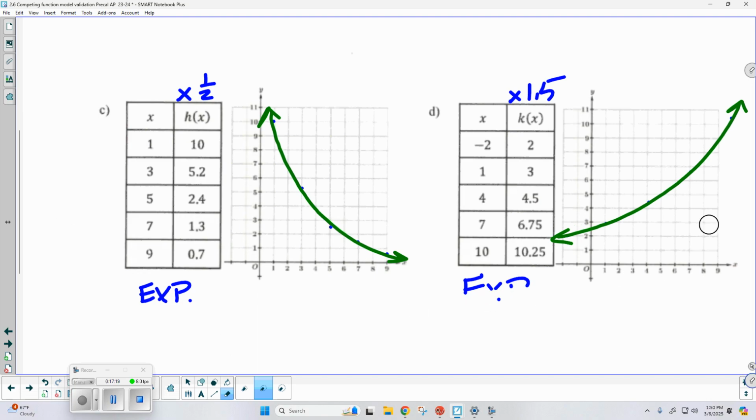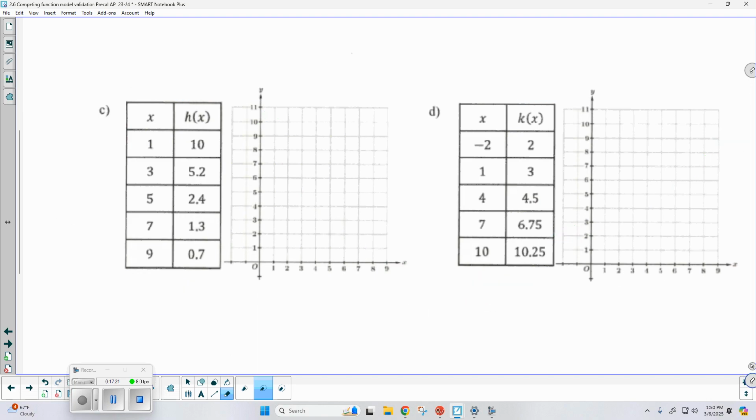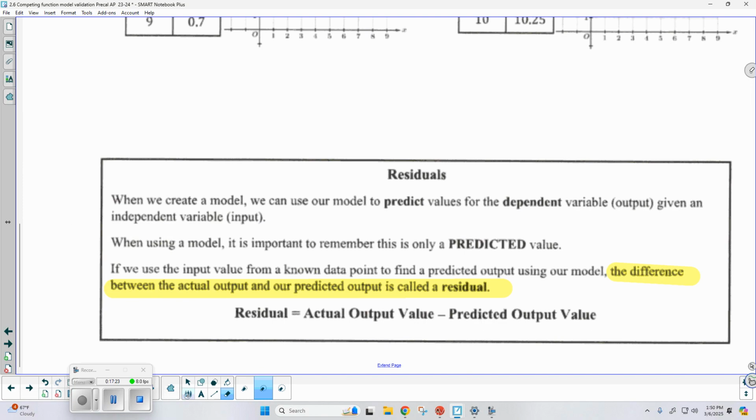We actually don't have a whole lot more to do. Now, you remember several lessons ago, I introduced the idea of a residual. I want to bring that back today and help you remember how to find it. Tomorrow we're going to use a residual plot to help us determine if a model is appropriate for a set of data. But I'm getting a little ahead of myself.